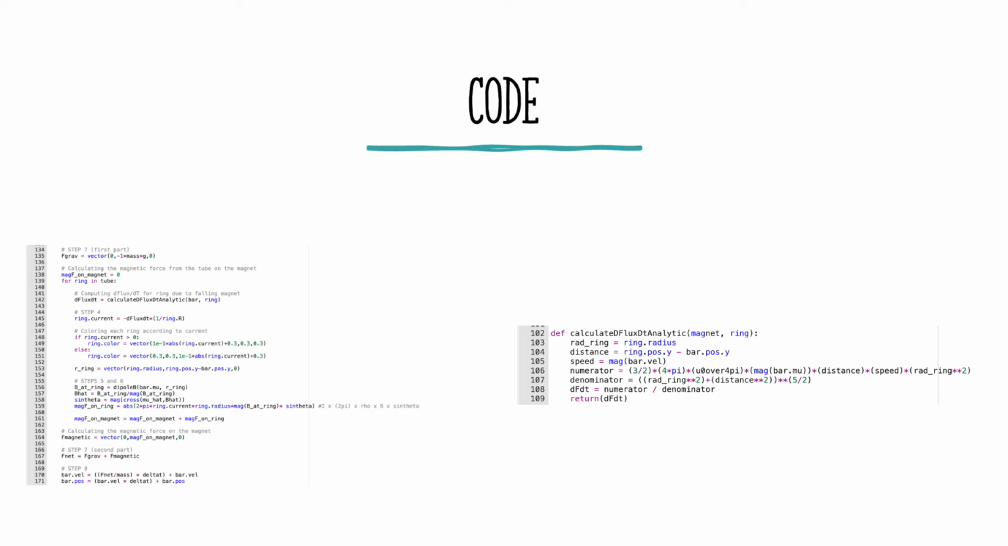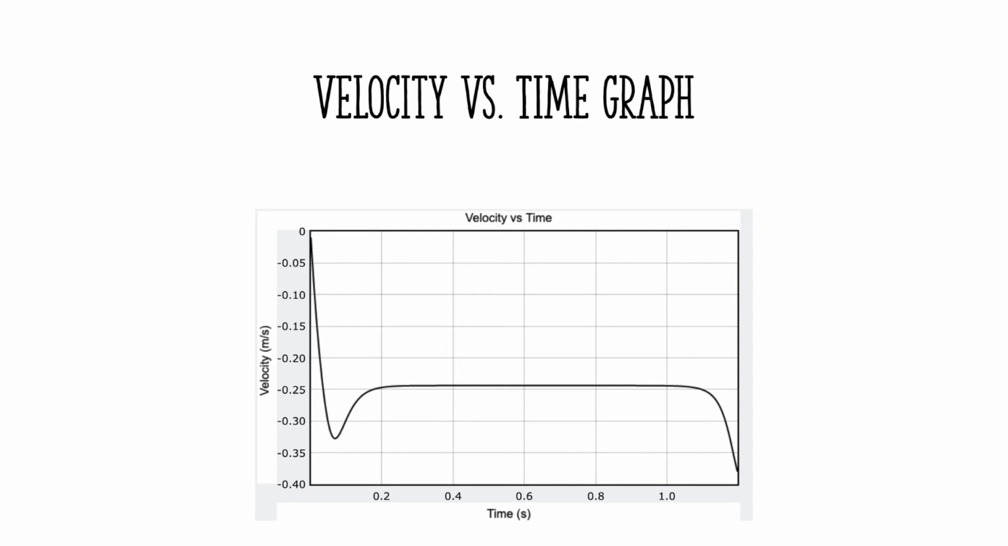Here's the code for calculating the change in magnetic flux on the right and the code for calculating the forces acting on the magnet on the left. On screen now is the velocity versus time graph for the magnet falling through the tube. As we can see, the velocity is held constant for most of the time the magnet was in the tube, which will be explained on the next slide.